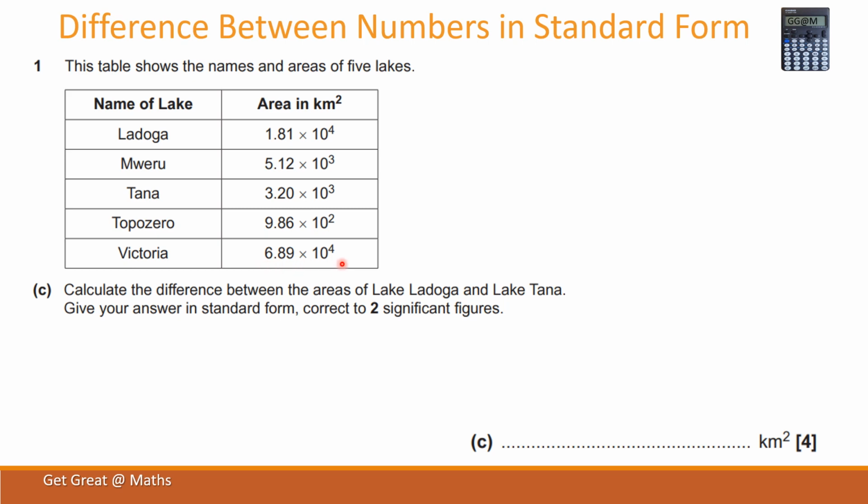What we've got to do is look at the keywords in the question, which are the difference between the two lakes that are identified in the question. You've got to give your answer in standard form, and then round that number to two significant figures, and this will be worth 4 marks in the exam.